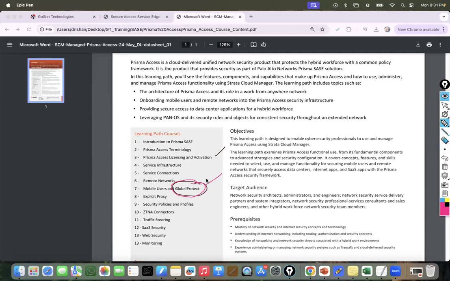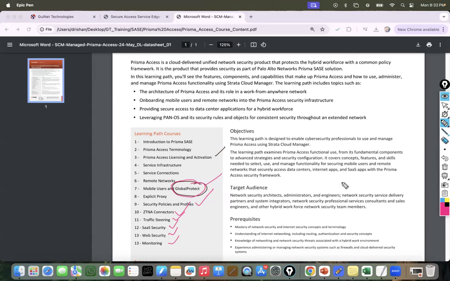We'll discuss what explicit proxy means, how it is going to happen, how it is going to be configured. Security policy and profile, we'll see how they are going to be created and deployed on Prisma Access. ZTNA Connector, we'll discuss that. Traffic steering, how it is going to happen. SaaS security, web security, and monitoring. So these are a total of 13, 14 topics.